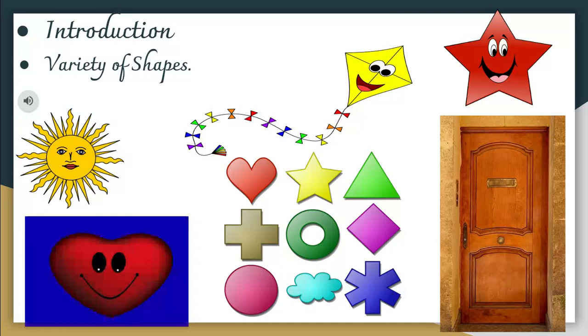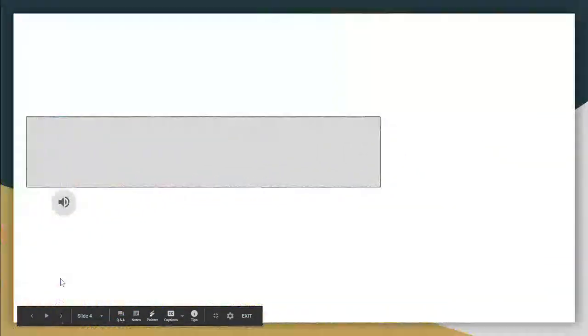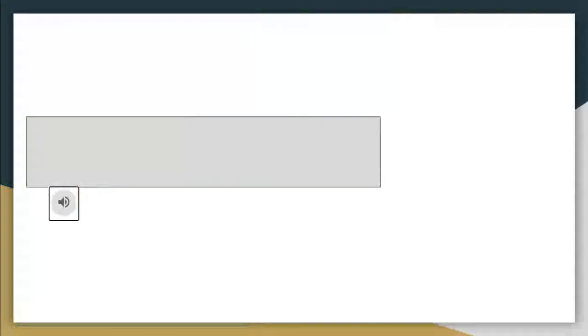So there are so many different objects around us, and we see all of them with different and distinct shapes. So we can say that these are all a variety of shapes. They are different from each other, but they also have some similarity. What is that? That we are going to learn. So in this lesson, we are going to analyze these shapes.